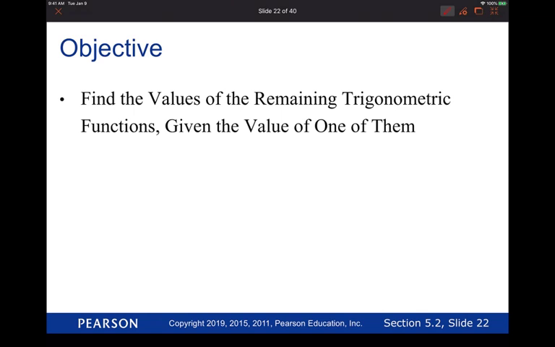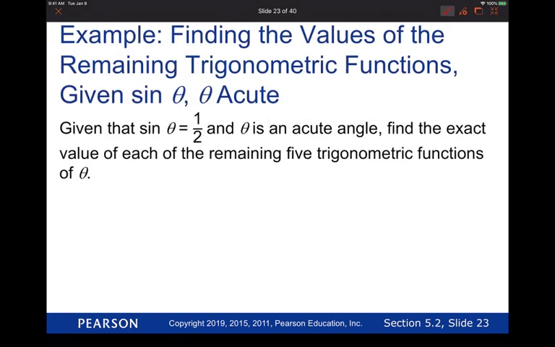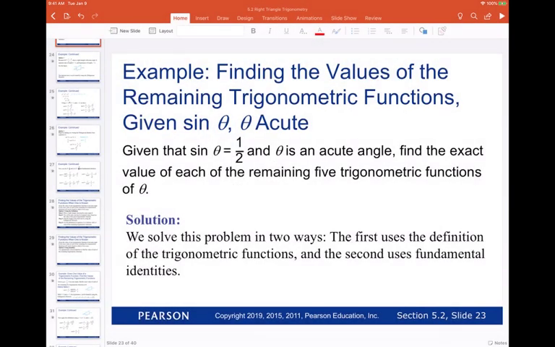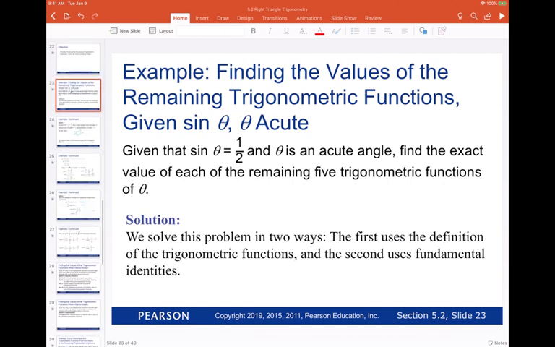So the next objective, we're going to find the values of the remaining trig functions given the value of one of them. Okay, let's see it in action. So given that sine of theta is a half and theta is an acute angle, find the exact value of each of the remaining 5 trig function values of theta. Keep the ink. I think it's this one. Yeah. Okay, I'm going to duplicate this. I'm going to get rid of this section.